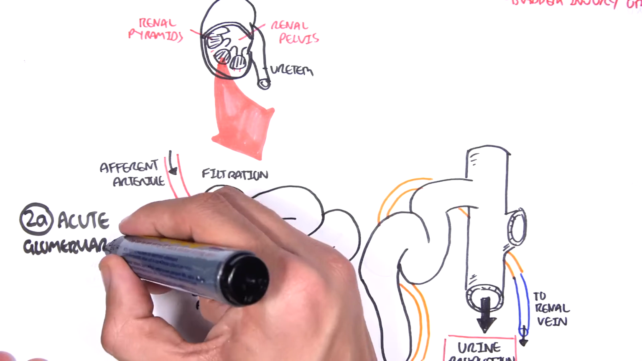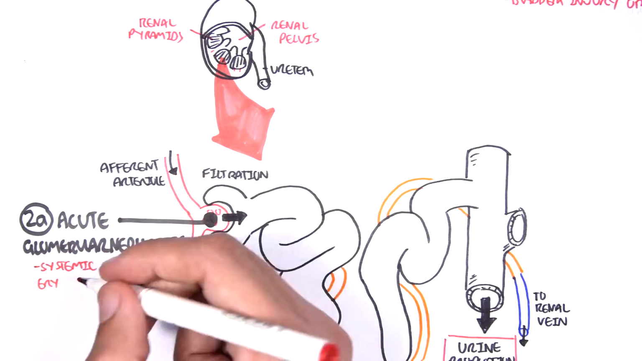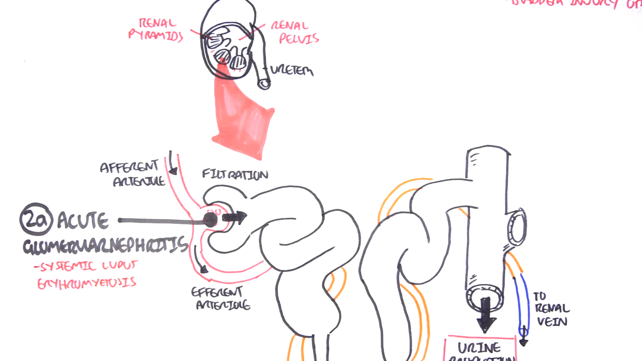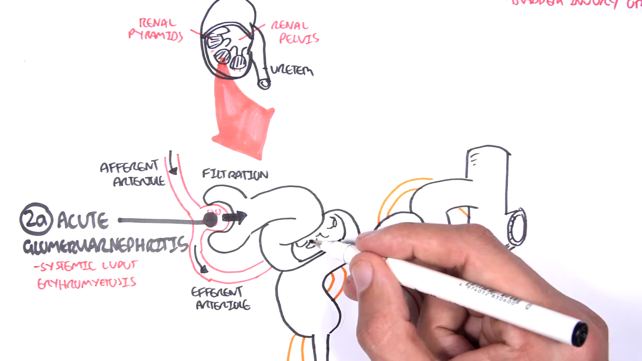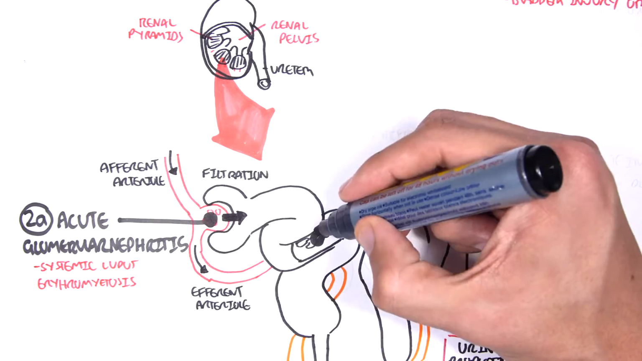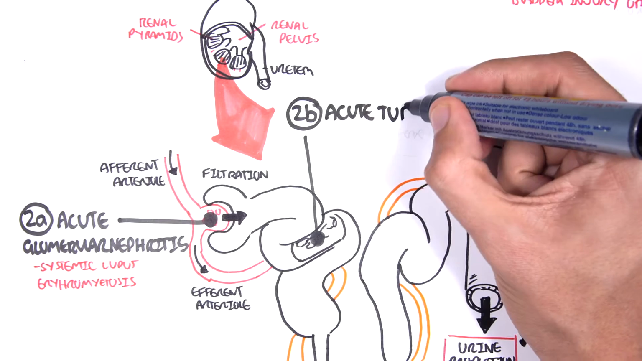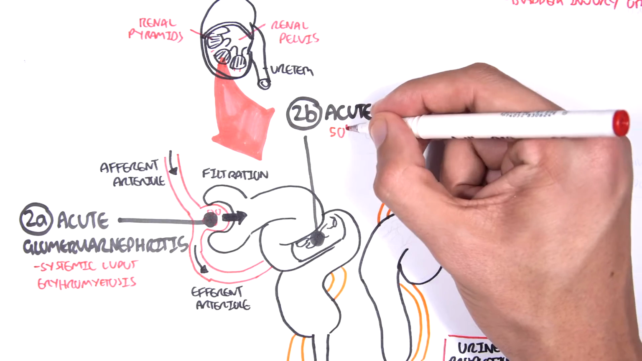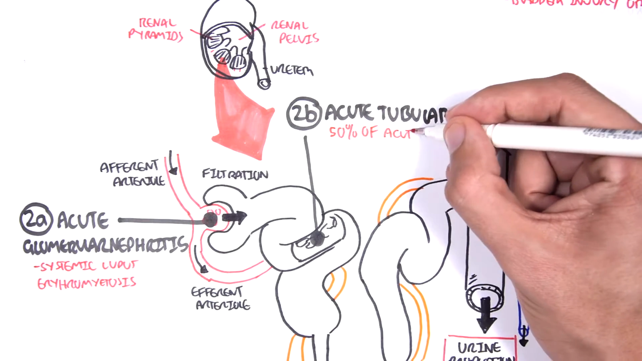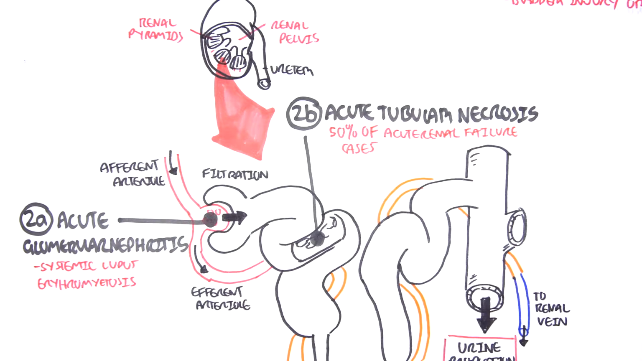We can have acute glomerular nephritis, and this is literally inflammation of the glomerulus. One of the main causes of acute glomerular nephritis is an autoimmune condition known as systemic lupus erythematosus. The second type of intrarenal cause of acute renal failure is acute tubular necrosis, and this is actually the main sign we see in acute renal failure, which is death of cells within the nephron. And 50% of acute renal failure cases have this feature.